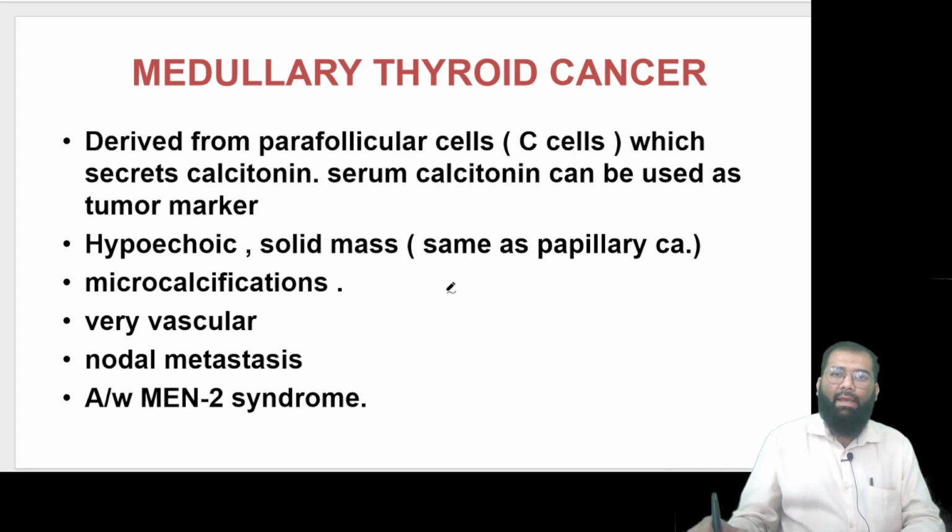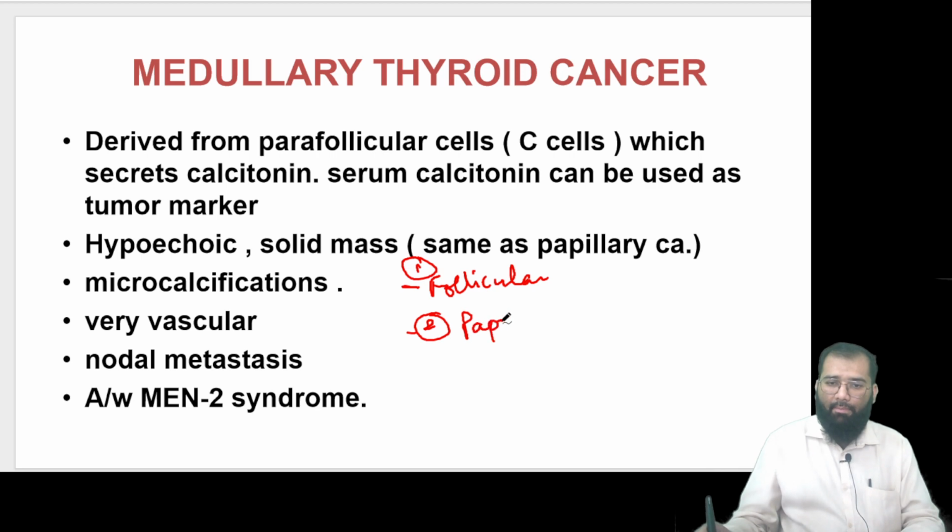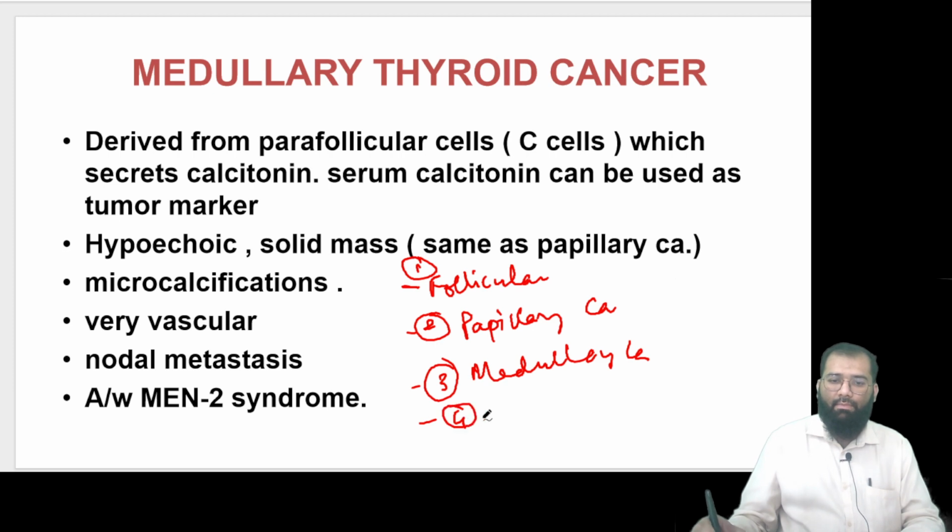We know that there are 5 important thyroid malignancies. One is follicular CA. I told you the risk factor: MNG or previous adenoma for follicular CA. Second is papillary CA. What is the risk factor for papillary CA? Radiation, and this can also be familial. Third is medullary CA. Fourth is anaplastic CA. And fifth is lymphoma.